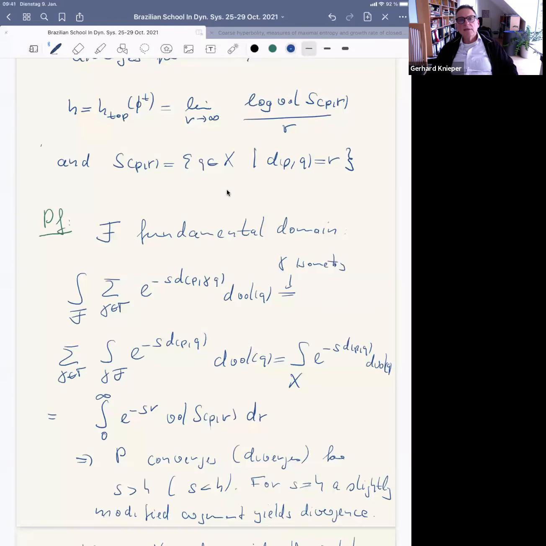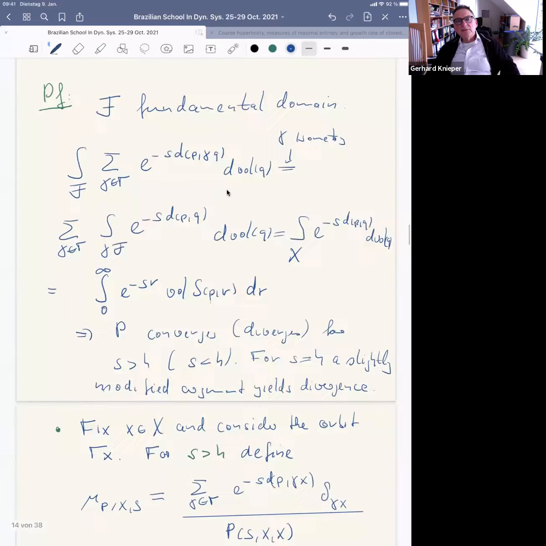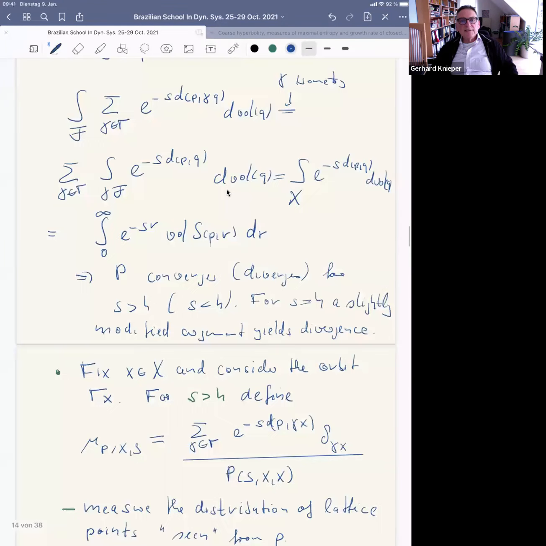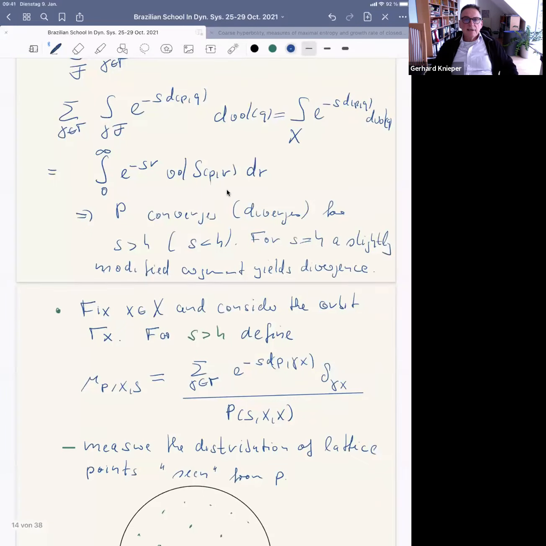Of course, if you are in a non-compact setting and assume that you have no bounds on curvature whatsoever, then it could be different. But here in this case, everything is certainly finite.